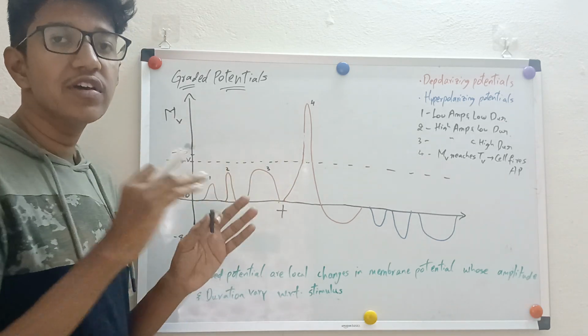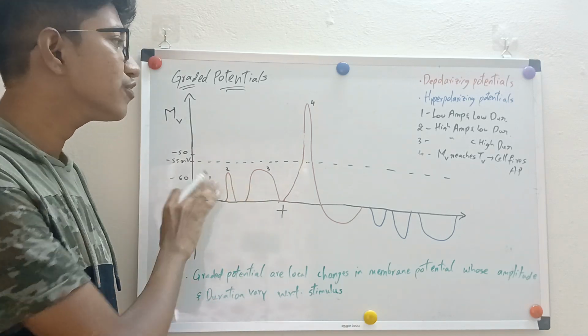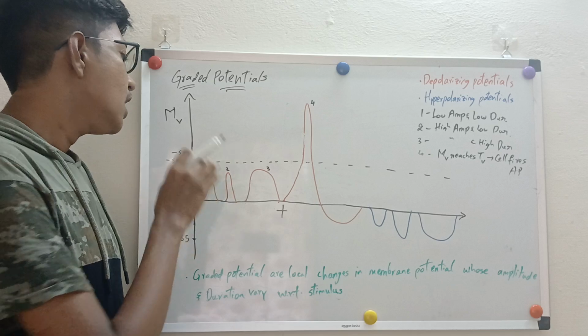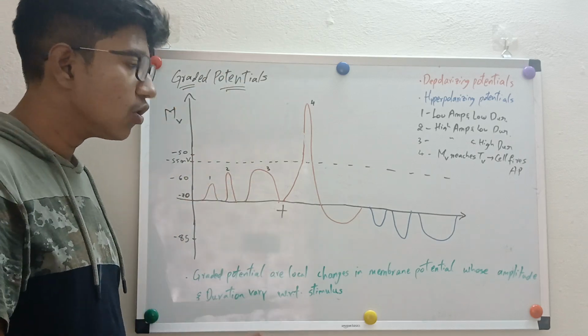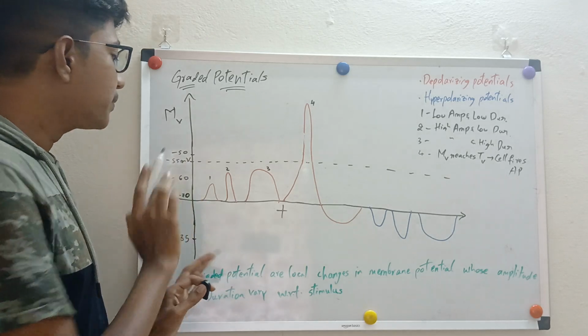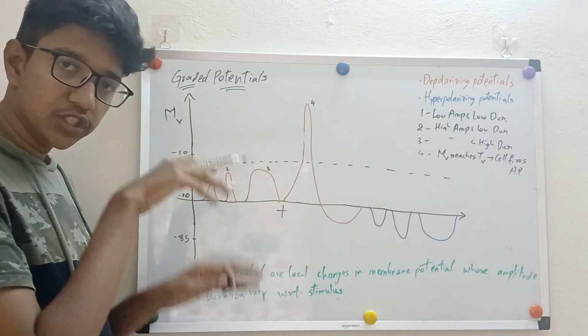For that type of stimulus, we are considering three types of stimulus: 1, 2, 3. Let's say in the first case we have a stimulus whose strength is low and is of a lower duration. We obtain here the amplitude is low and the time duration of the graded potential is low.